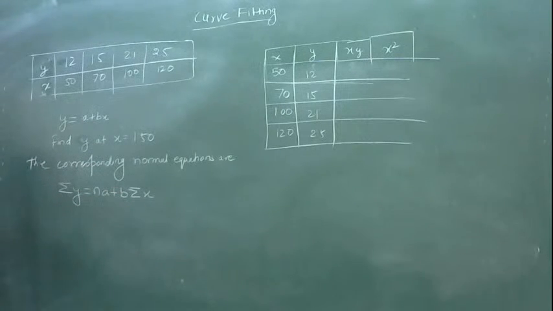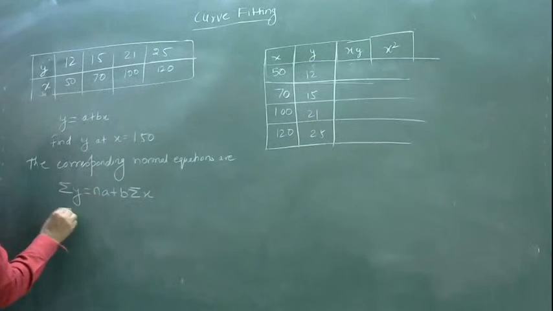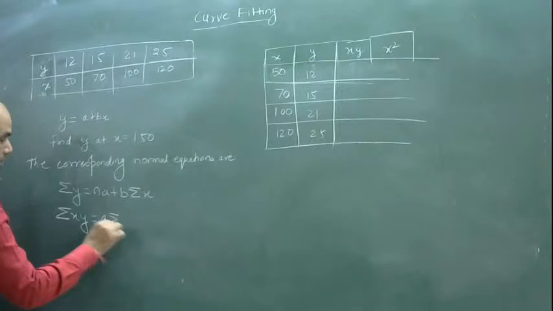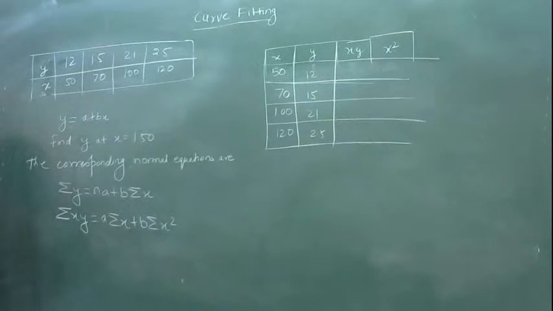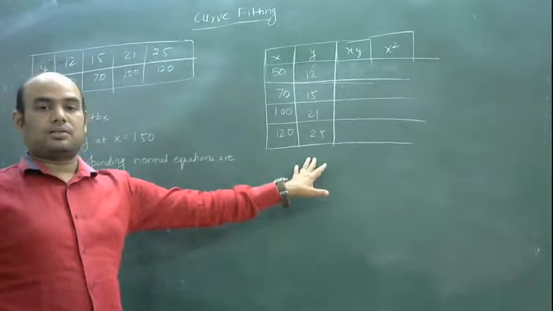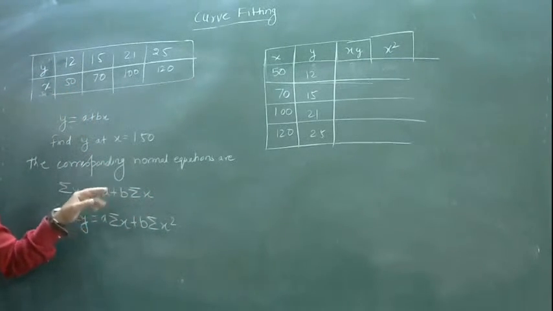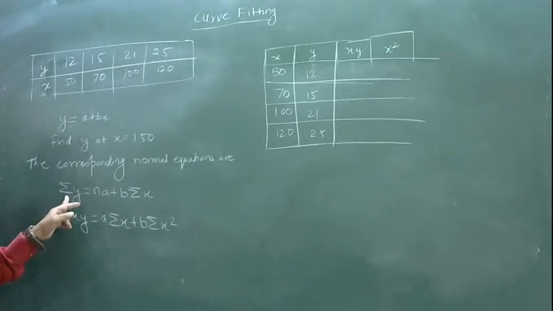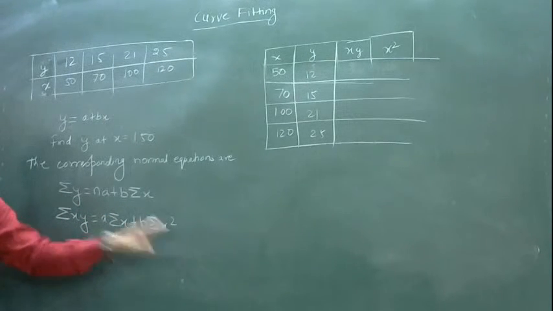And second will be multiplied by x, summation xy is equal to a summation x plus b summation x square. Okay, so first step is to prepare this table, and second you have to write the normal equation. So these are the normal equations. What we require here is summation y, summation x, summation xy, summation x square and n.